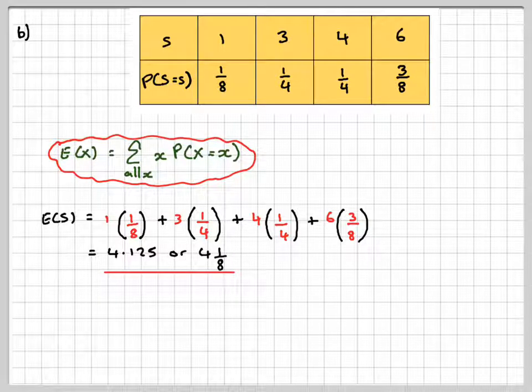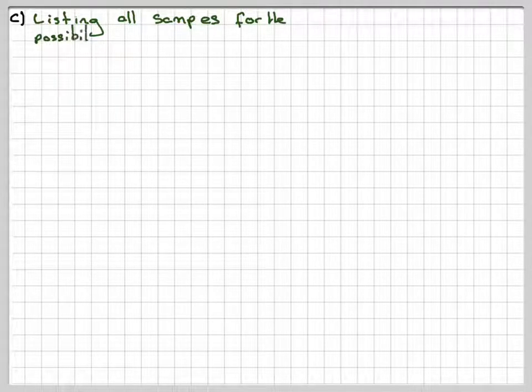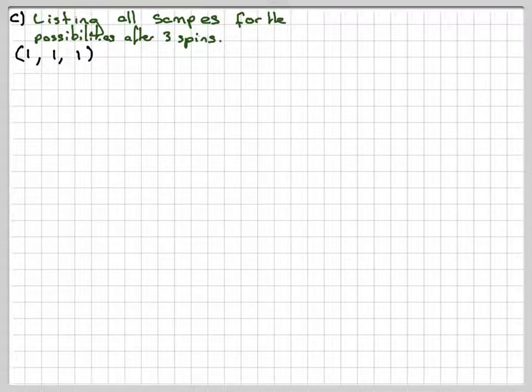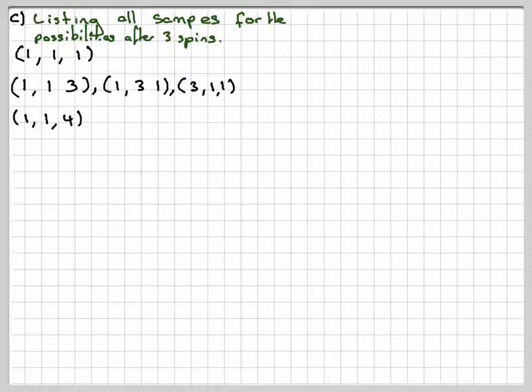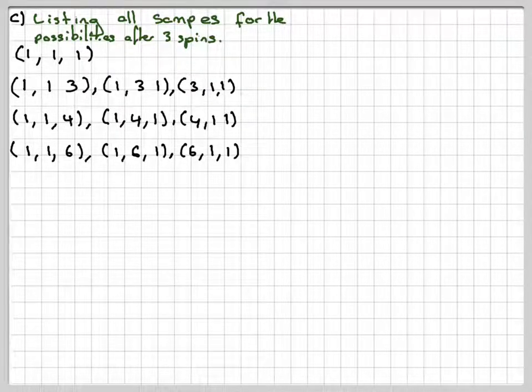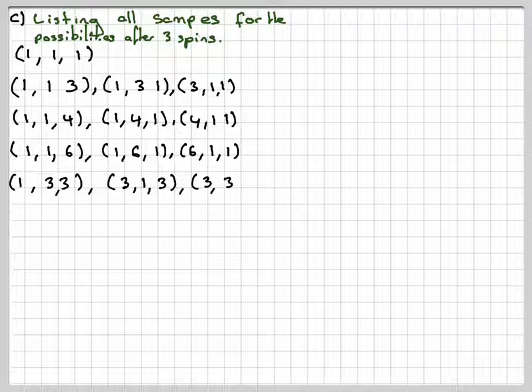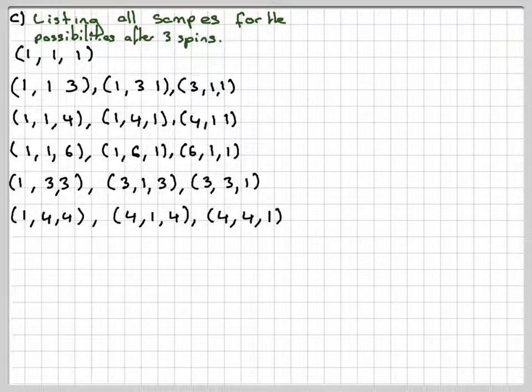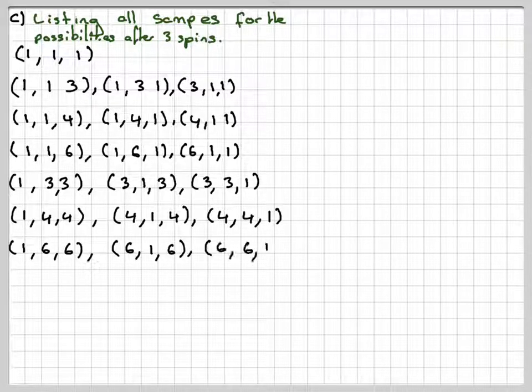Right, we now spin the spinner 3 times. So listing all the samples and possibilities, which we did in the previous video, you have to do it in a logical way. So we've got 1, 1, 1, and then I did 1, 1, 3, but there are 3 ways that can happen: 1, 1, 3; 1, 3, 1; 3, 1, 1. 1, 1, 4, again there's 3 ways. 1, 1, 6, again there's 3 ways. Then 1, 3, 3, again there's 3 ways. 1, 4, 4, again there's 3 ways. And then 1, 6, 6.